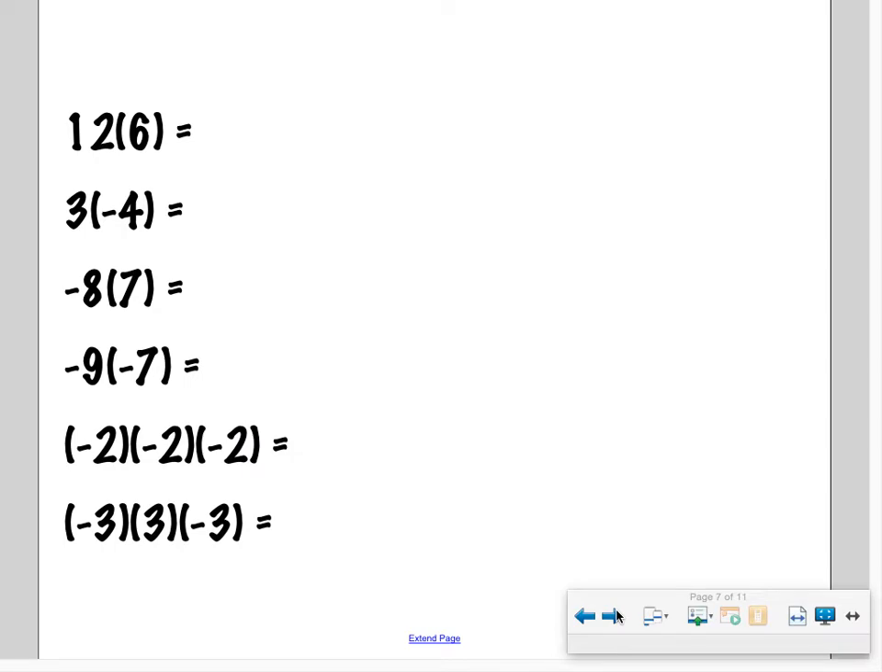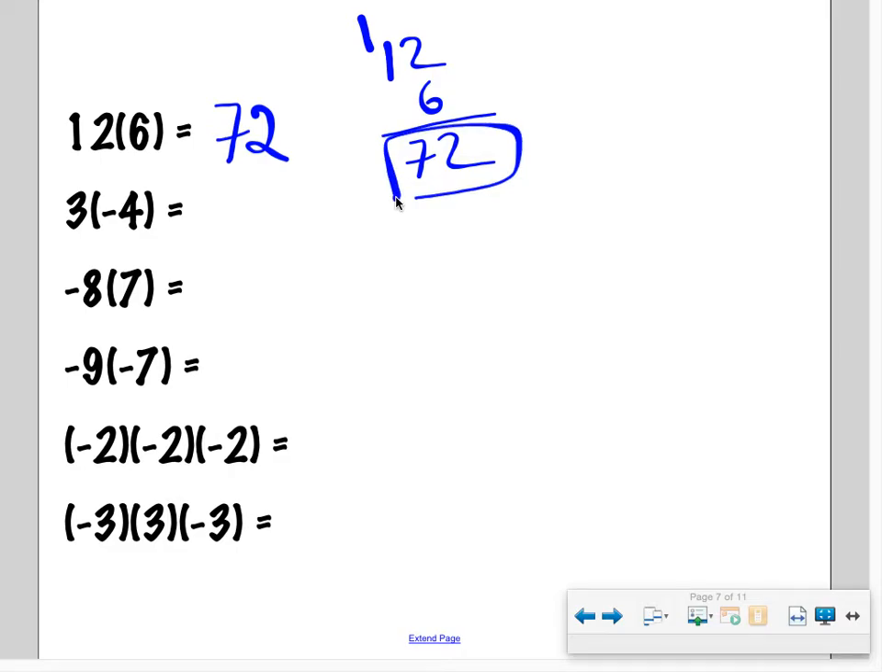Let's do some examples. 12 times 6, positive times a positive. We know that's 72. Positive. If you don't know that, feel free to write out your multiplication, right? So 6 times 2 is 12. Put the 1 up top. Multiply 6 times 1, add the 1, 72. So if you're not sure of something, check it, because if not, you'll get it wrong.